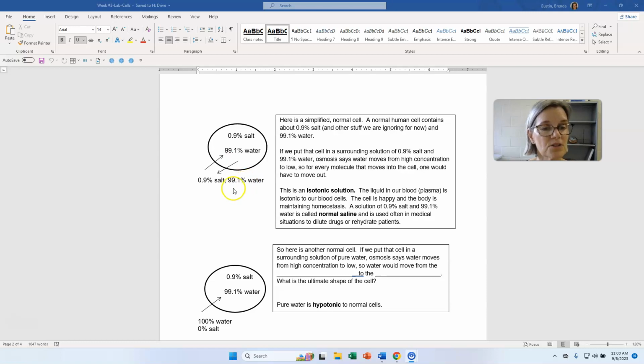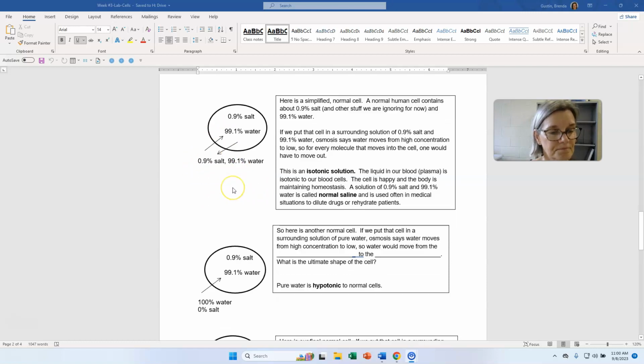We call this kind of solution that's the same on the inside and the outside, we say we've put it in an isotonic solution. And for example, in clinical settings, you might use something called normal saline to dilute medications or to rehydrate patients. You want to put the same amount of salt in their body. So if their water concentration in their cells is low because of dehydration, then you put them in 0.9% salt, normal saline, and they'll rehydrate.